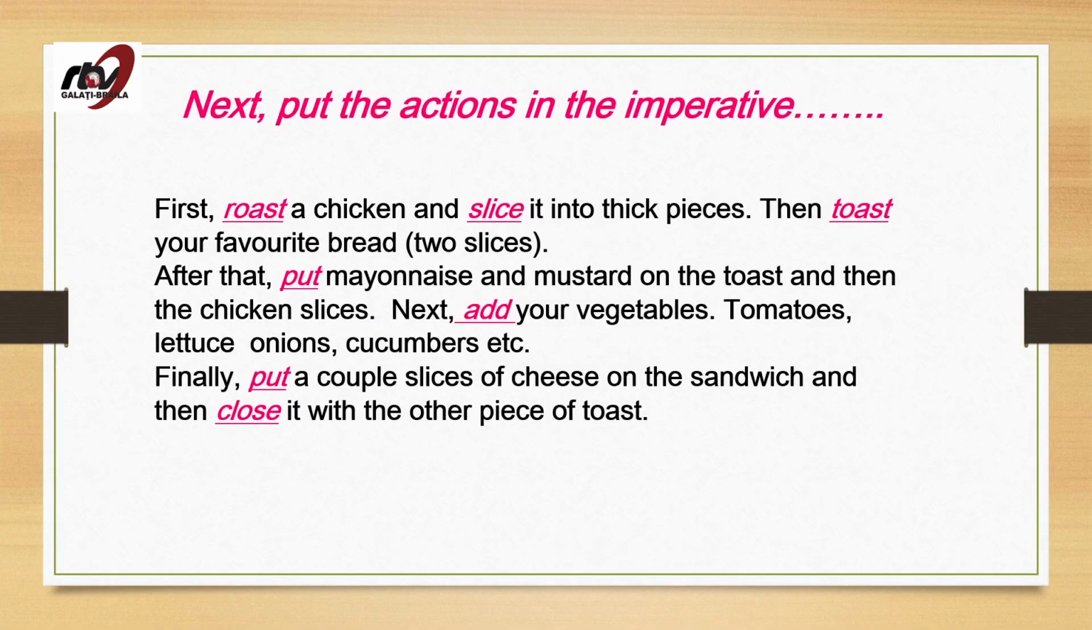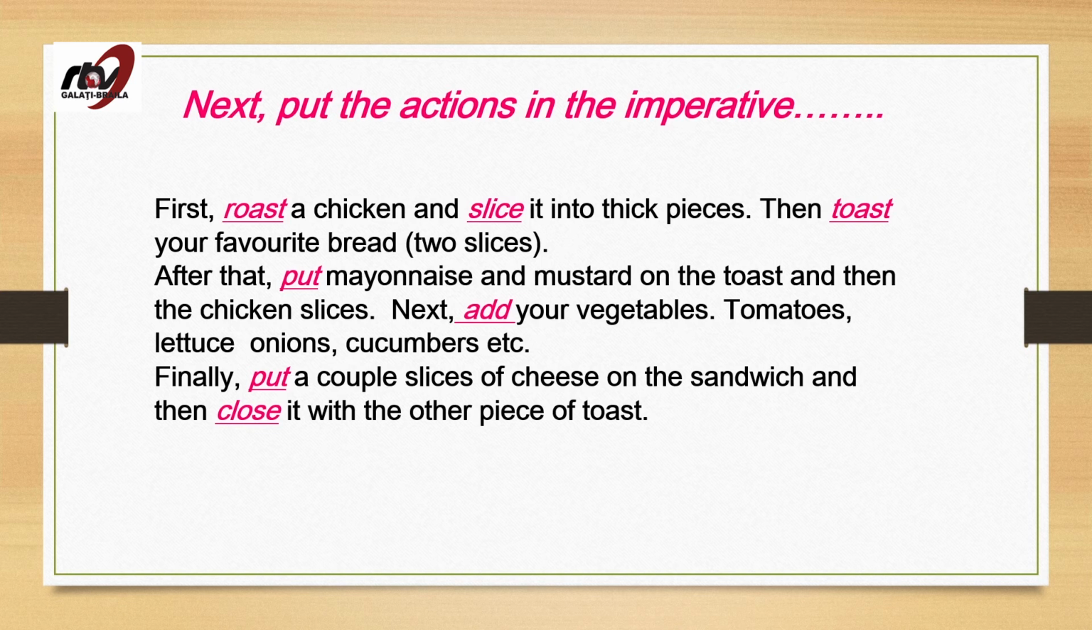Now we have underlined and shown you the imperatives. These are imperative verbs. Roast, slice, toast, put, all verbs have imperatives. So these are the verbs. I don't say roasted, will roast, it's just roast. First, roast a chicken and slice it into thick pieces. Then toast your favorite bread, 2 slices.